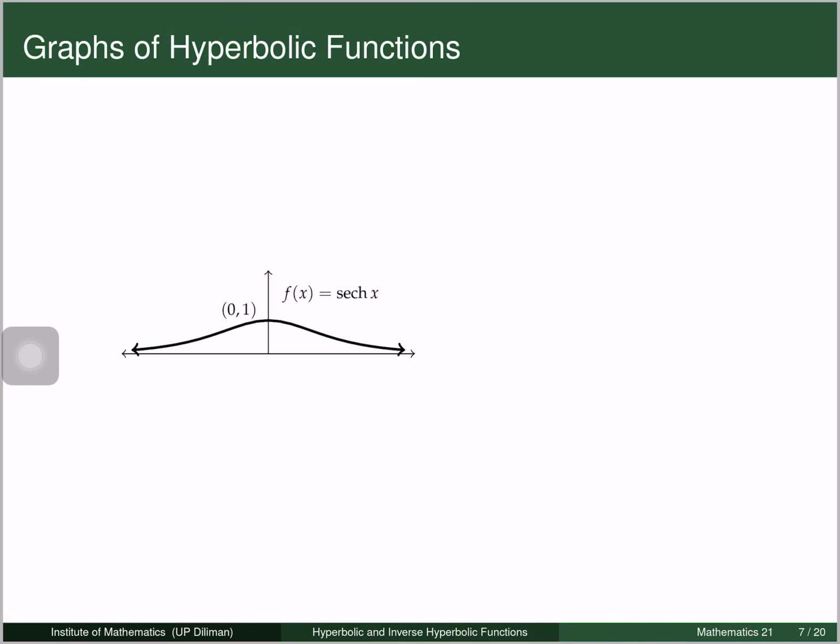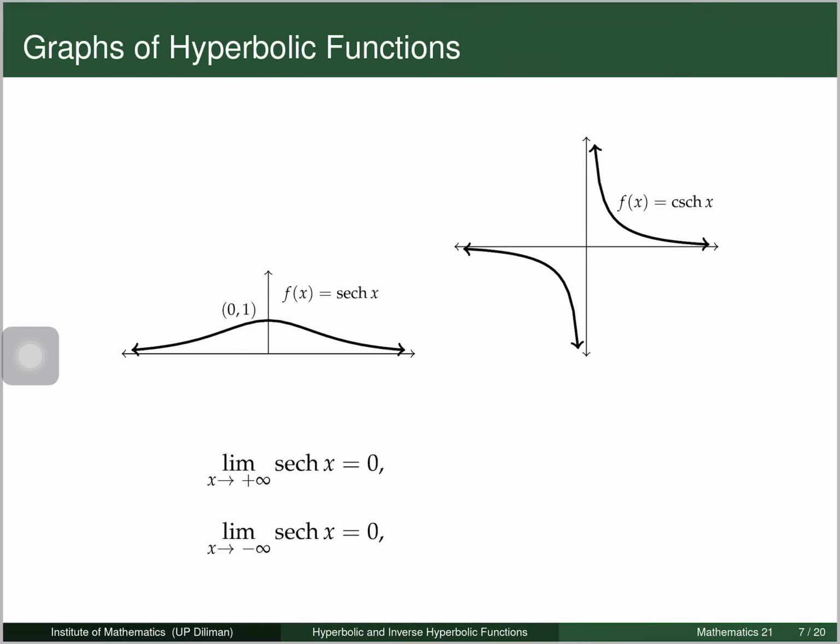So here's the graph of sech x. Ano kaya ang limit ng sech x as x approaches positive and negative infinity? So medyo pares kasi nangyari sa kaliwa at kanan, so ang sagot dito ay equal to 0.